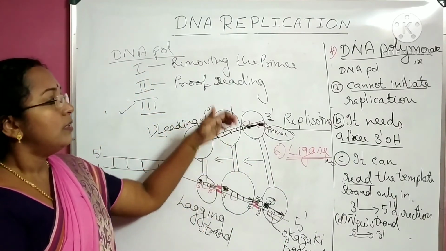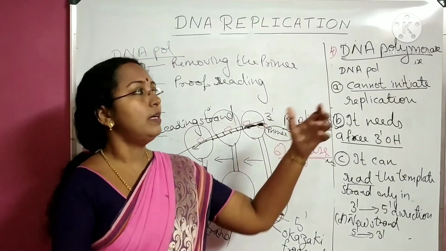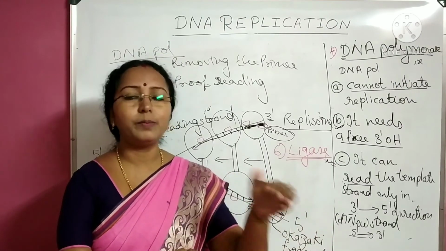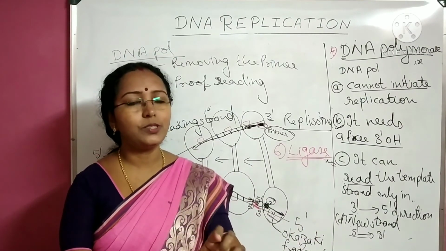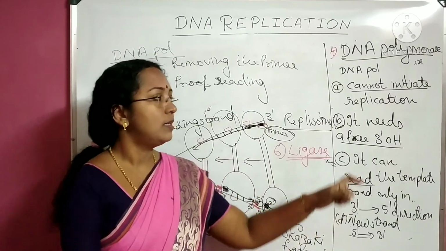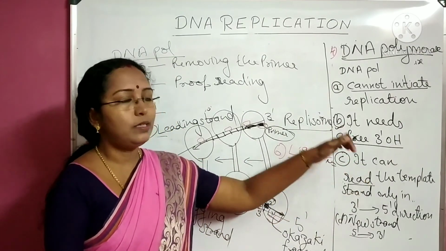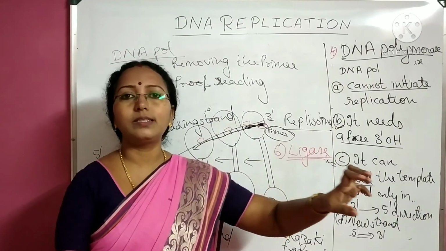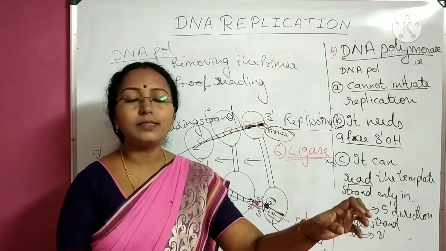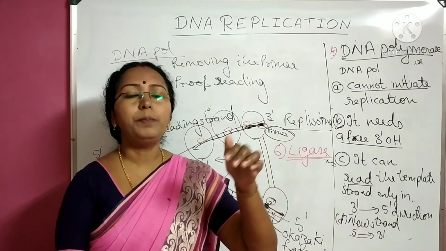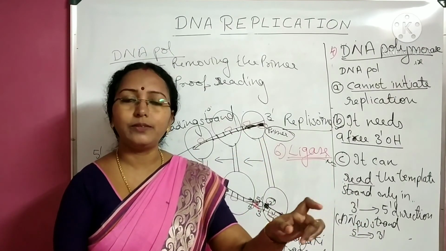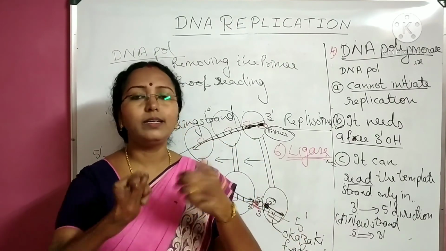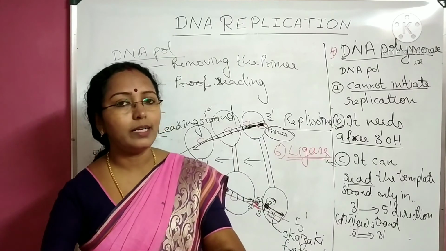So here the main problem is that our DNA polymerase cannot initiate. So that is initiated by the enzyme primase by adding primer. Primer is a very short stretch of RNA which provides the free 3' OH. So when the free 3' OH is available, our DNA polymerase can continuously synthesize it. It can continuously synthesize the strand only on the parental strand which is running from 3 to 5, because it knows only to read the strand that is running from 3 to 5.